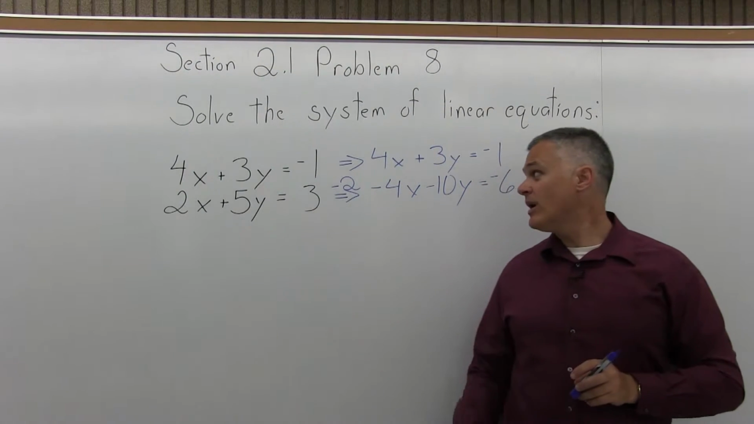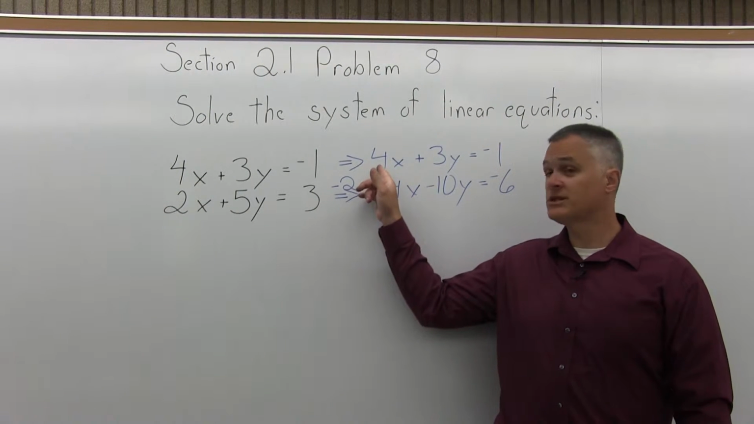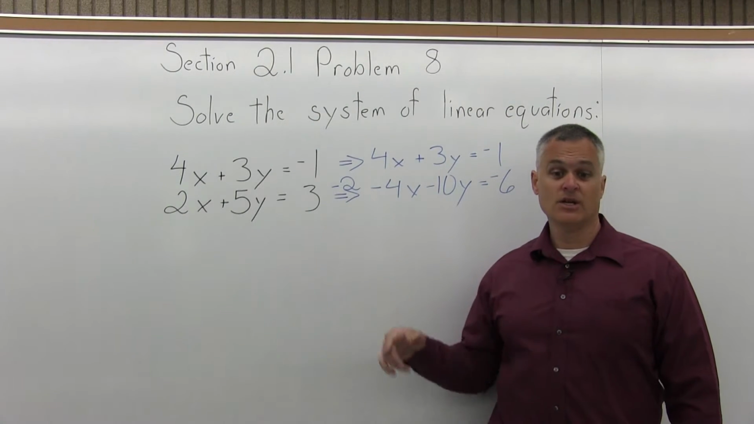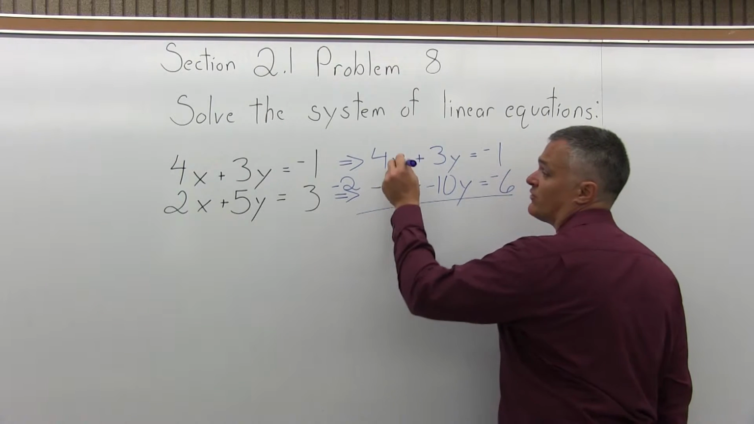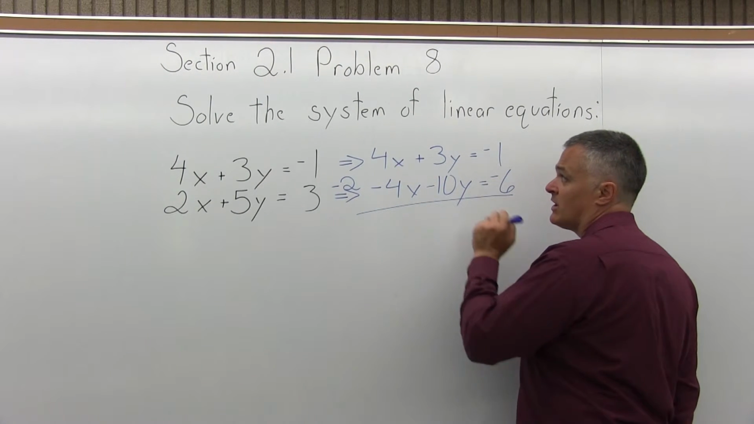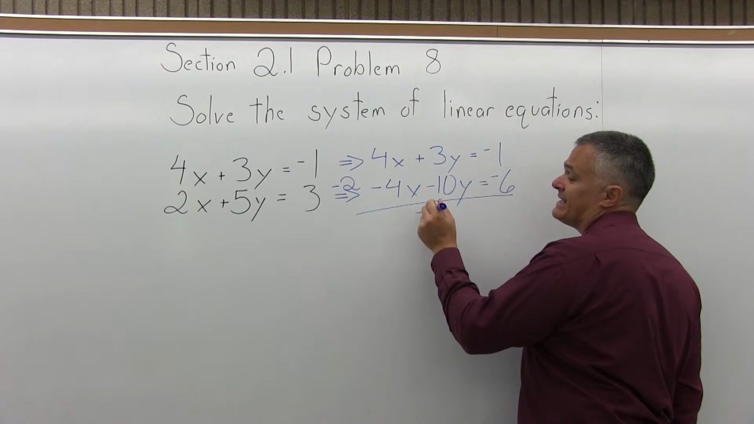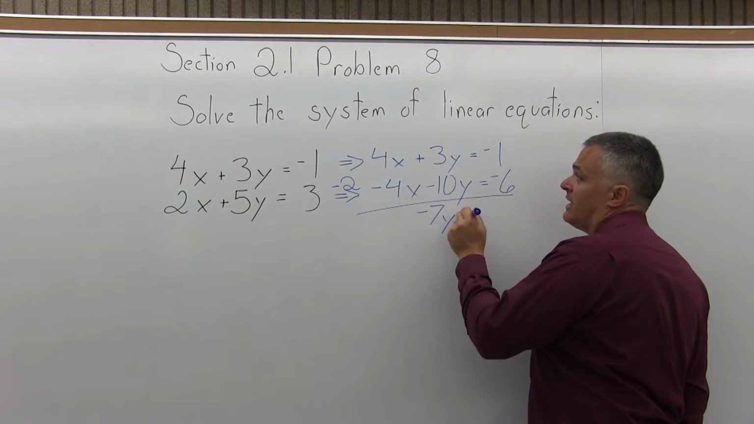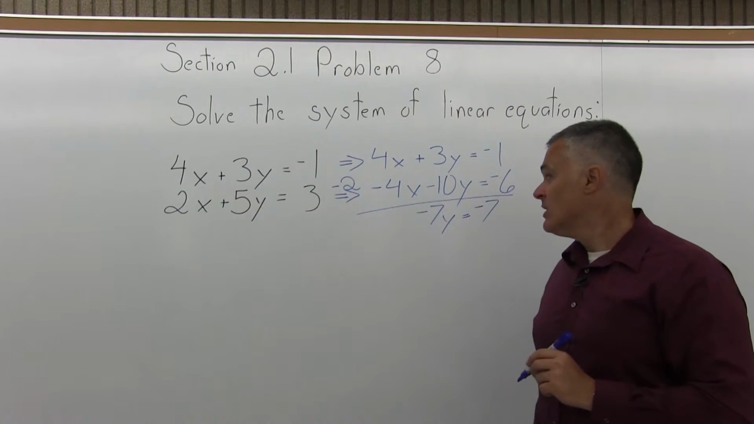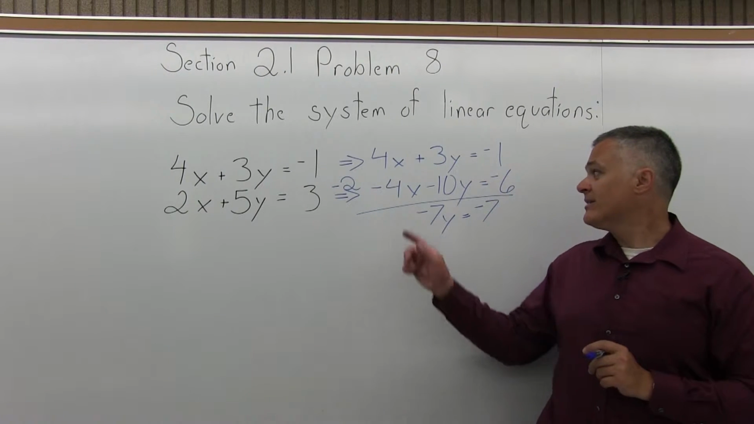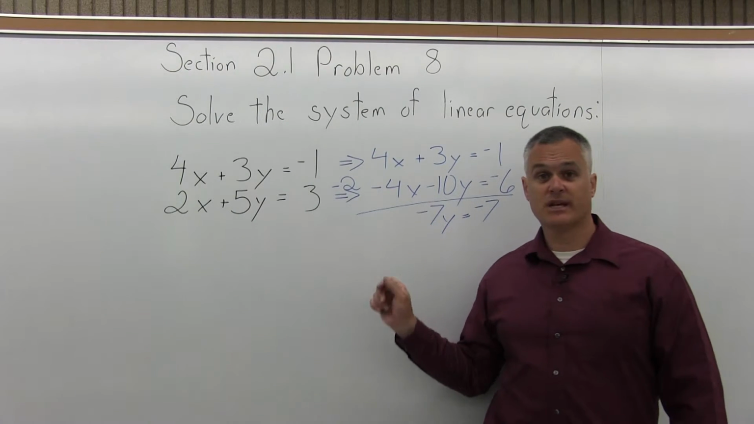So, step 1, I have the same number in front but with opposite signs for one of my variables. I have positive 4x and negative 4x. So step 2, add the equations together to cancel one of the variables. So 4x and negative 4x will cancel. 3y and negative 10y will be negative 7y. And then negative 1 and negative 6 is negative 7. So at the end of step 2, I've added the equations together to cancel one of my variables, and I'm left with negative 7y equals negative 7.